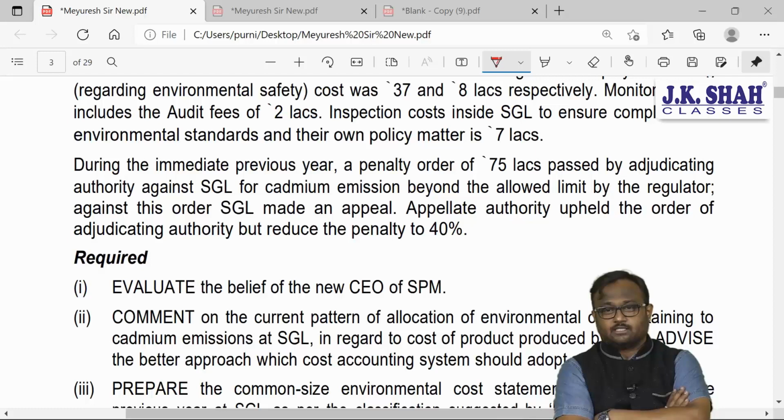Of course, it is not accepted. You are not implementing environmental accounting, or you're not implementing environmental norms just for the sake of certification. You belong to the society and you owe it to the society. You cannot harm the environment. You cannot harm the society.